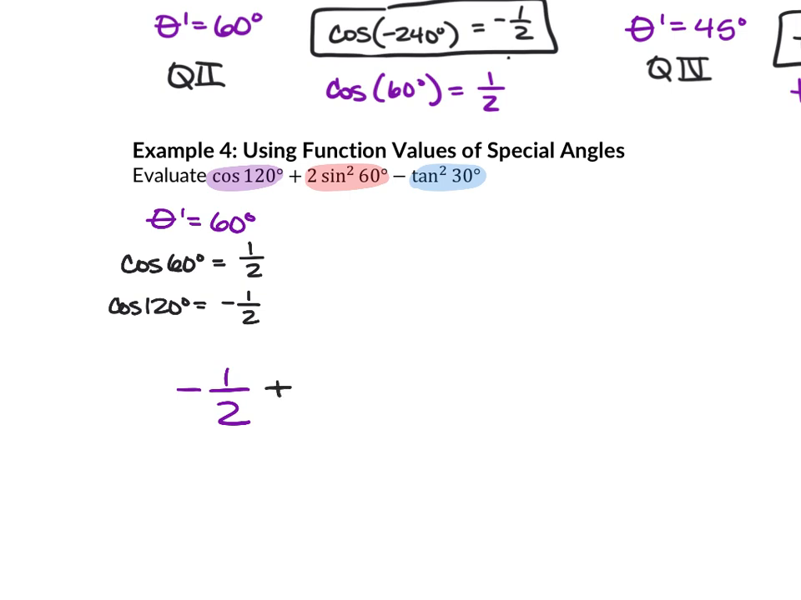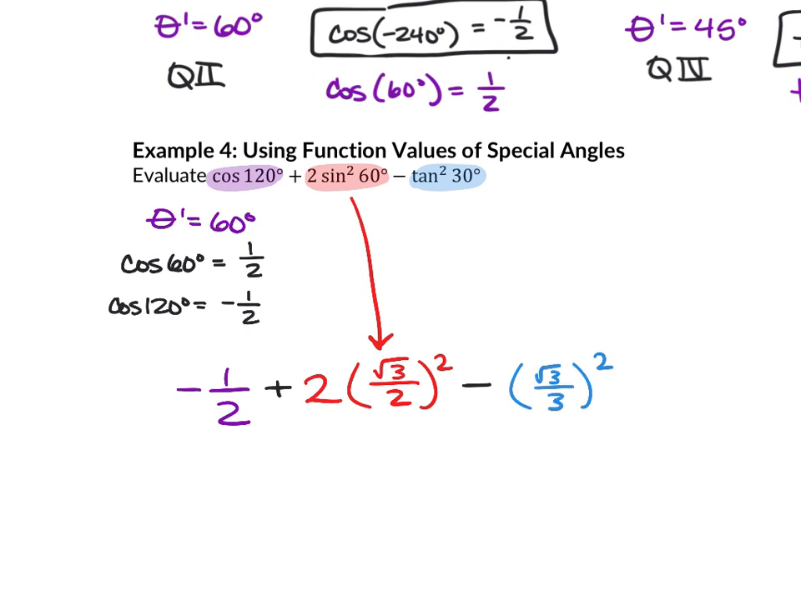And then I'm going to add 2 times the sine of 60 degrees squared. What is the sine of 60 degrees? Yeah, radical 3 over 2. That's something we know straight up from our hand trick. And then I'm going to subtract tangent of 30 squared. What is the tangent of 30? Square root 3 over 3.